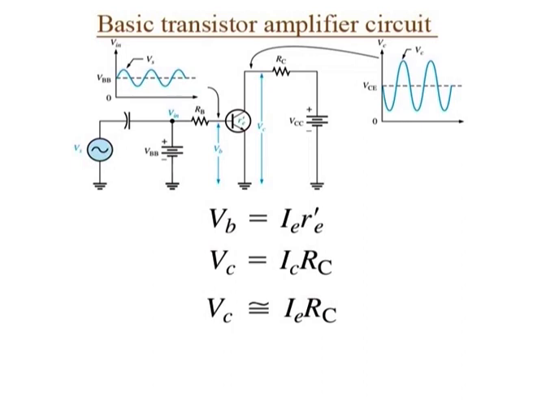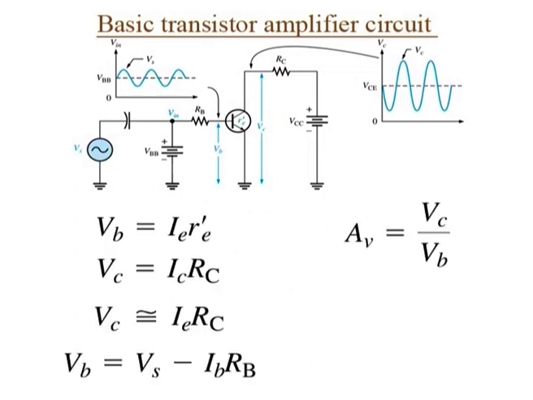Vb can be considered the transistor AC input voltage, where Vb is equal to Vs minus Ib Rb. Vc can be considered the transistor AC output voltage. Since voltage gain is defined as the ratio of the output voltage to the input voltage, the ratio of Vc to Vb is the AC voltage gain Av of the transistor and is given by this equation.